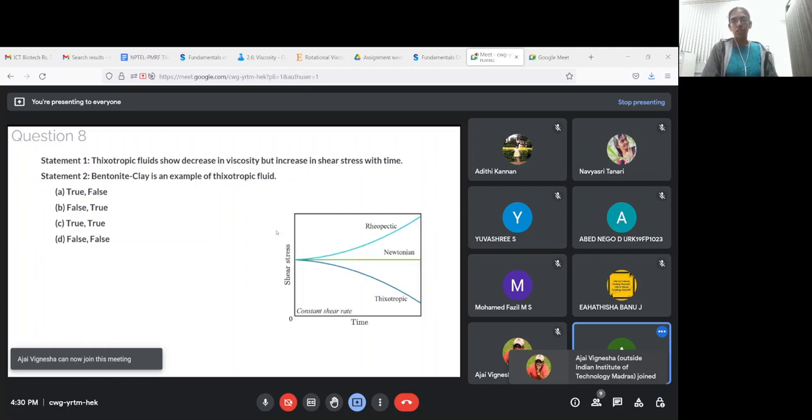You can actually see the shear stress decreasing with time here in case of thixotropic, whereas in rheopectic it's the exact opposite. So your viscosity increases with time and your shear rate remains constant, so your shear stress increases with time. So statement 2, bentonite clay is an example of thixotropic fluid. Is it true or false?